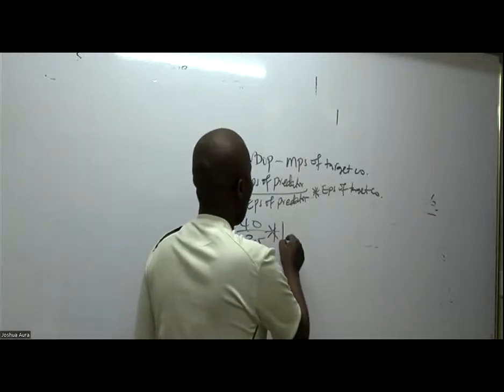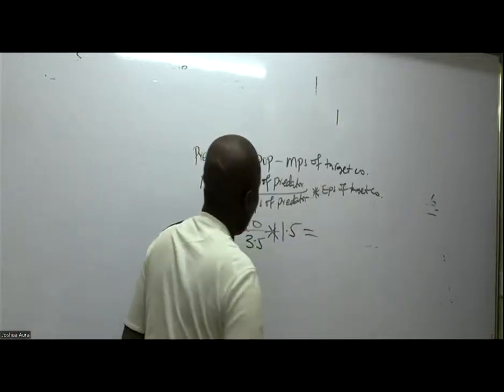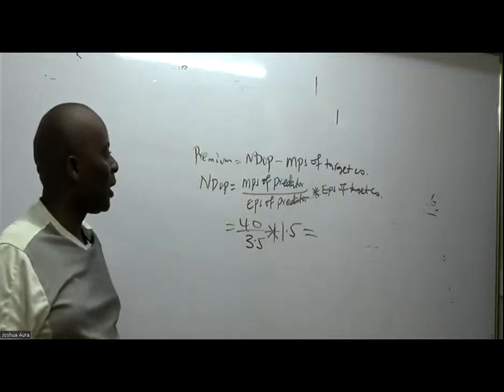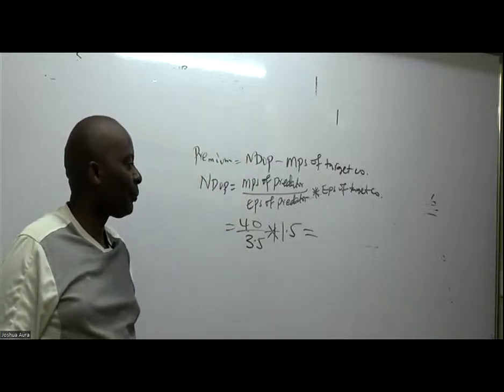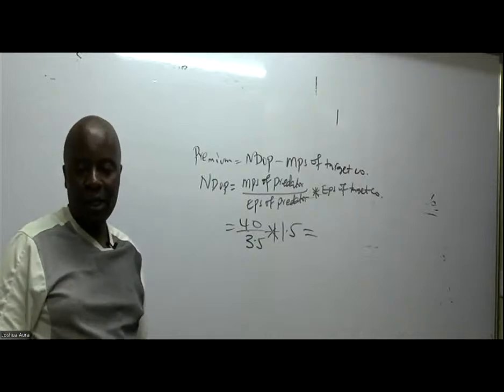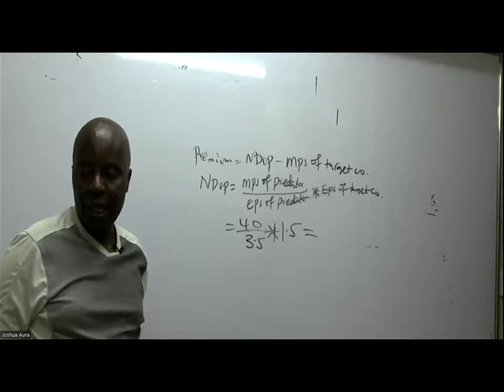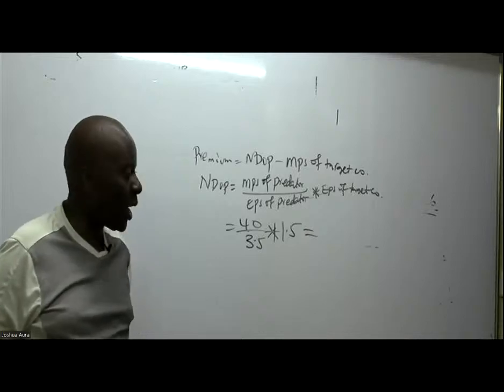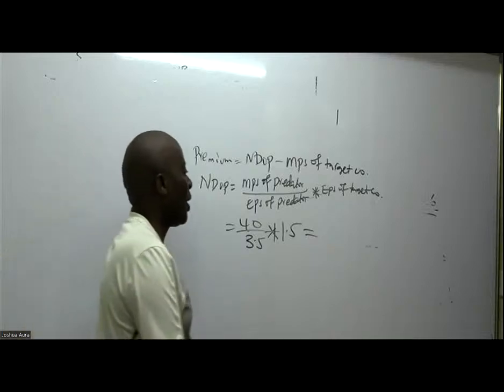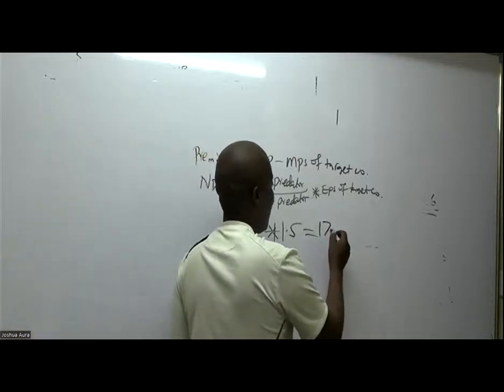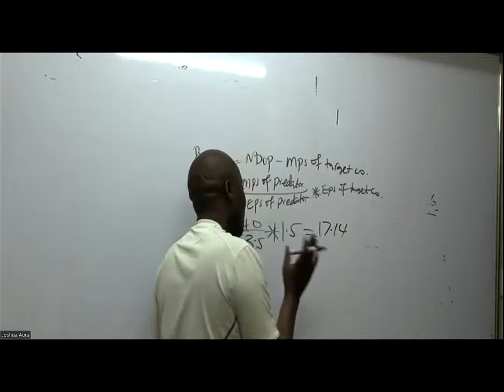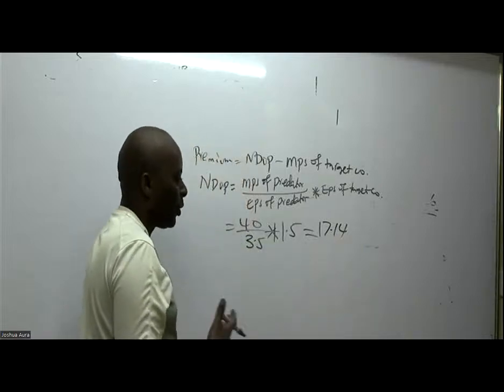Could you kindly give me this in DOP? 40 over 3.5 times 1.5, they are getting 17.14. Non-diluting offer price is 17.14.